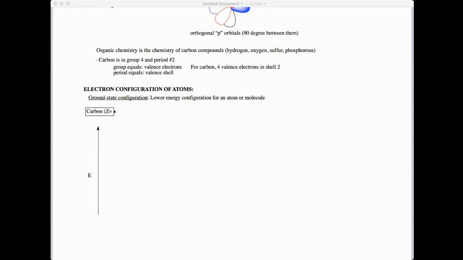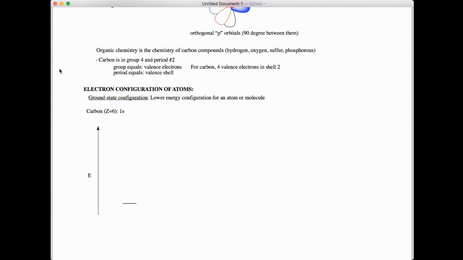That's correct. So if we're talking about atoms that are neutral, carbon's atomic number is 6, meaning that it has 6 protons. How many electrons should carbon have? If it has 6 protons and it's neutral, carbon must have 6 electrons, right? So in the first level, how many electrons in the first shell can I have? What's the maximum number? 2, right? So I'm going to throw 2 here.